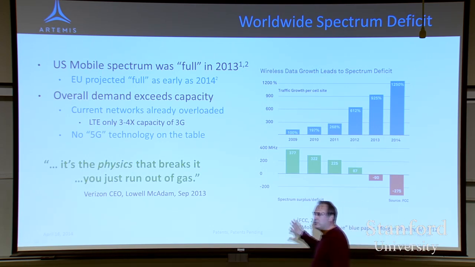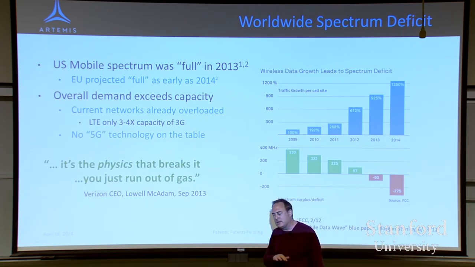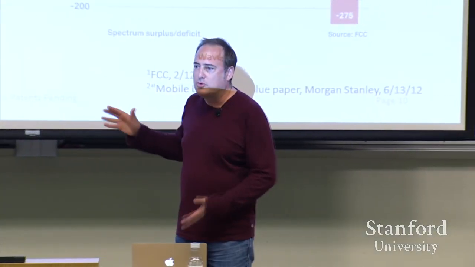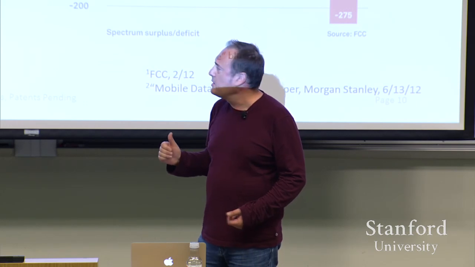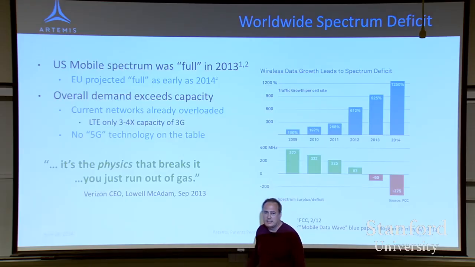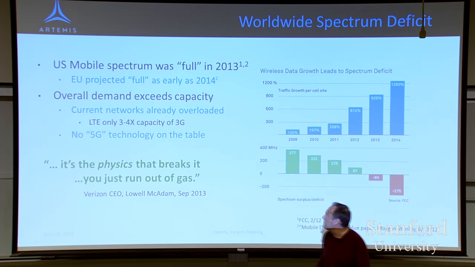But there's nobody on the planet who's going to say that the technology as we know it today can scale by a factor of 27 by 2020, okay? So if we look at current networks, they're already overloaded. A lot of people don't realize that LTE is really only 3 to 4x the capacity of 3G.